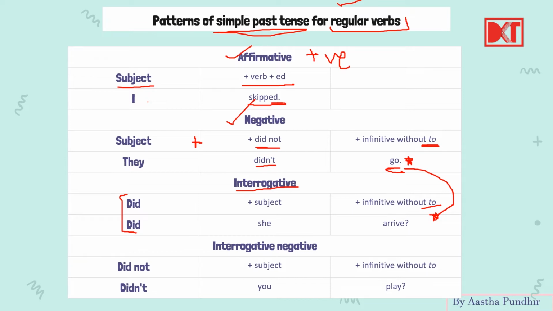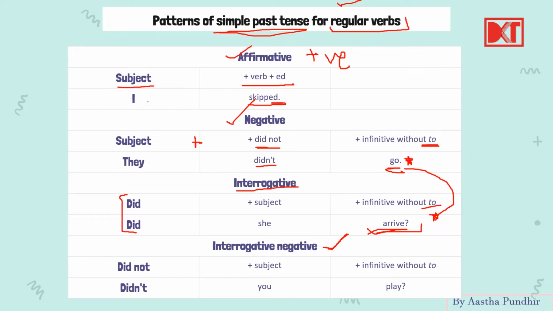So did I arrive? Did you arrive? Did he, she, it arrive? Did we arrive? Did you arrive? Did they arrive? So did and the subject and the infinitive without to. Alright. In one more category, this is pretty easy. ये आपको समझ आ गया तो ये वाला भी बहुत आसानी से समझ आ जाएगा.